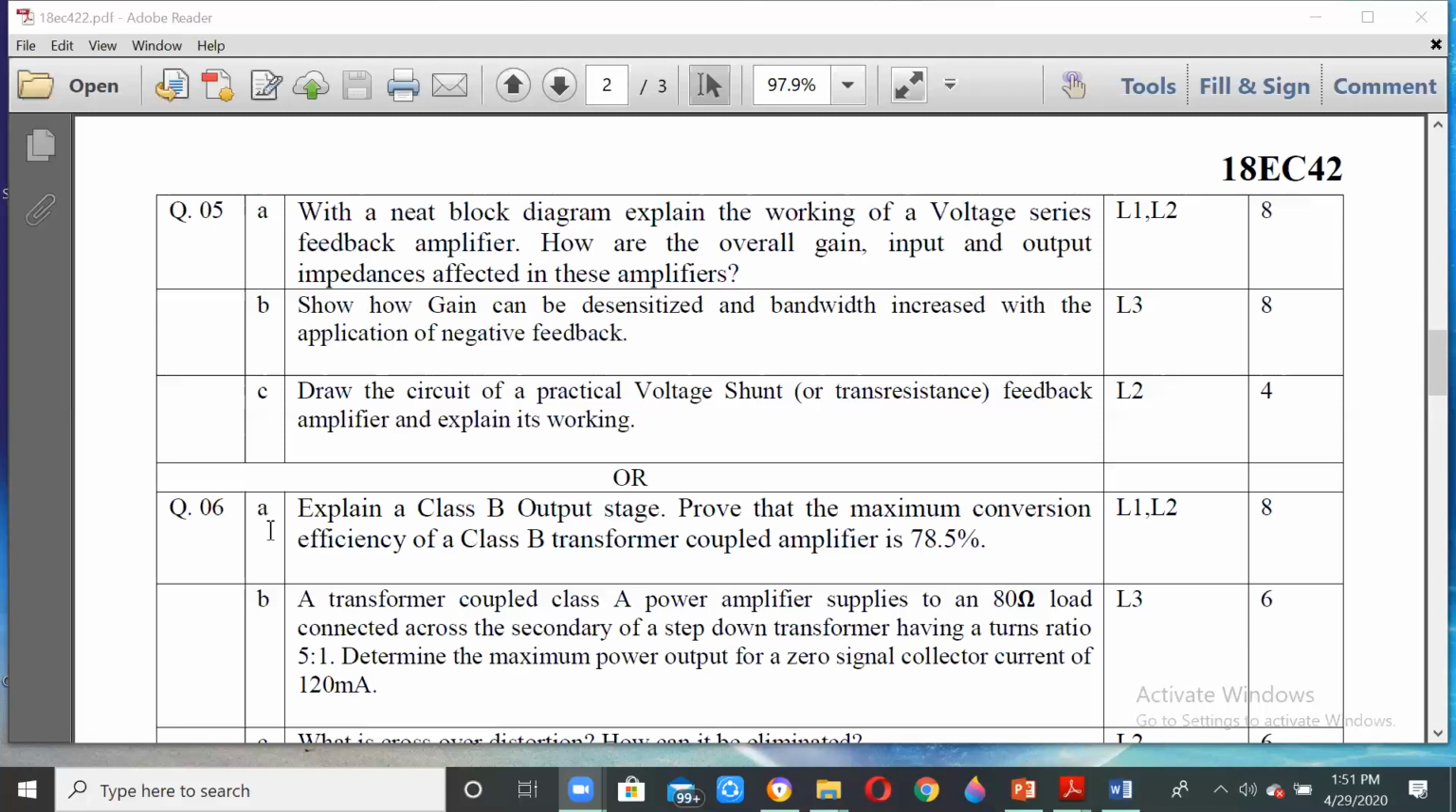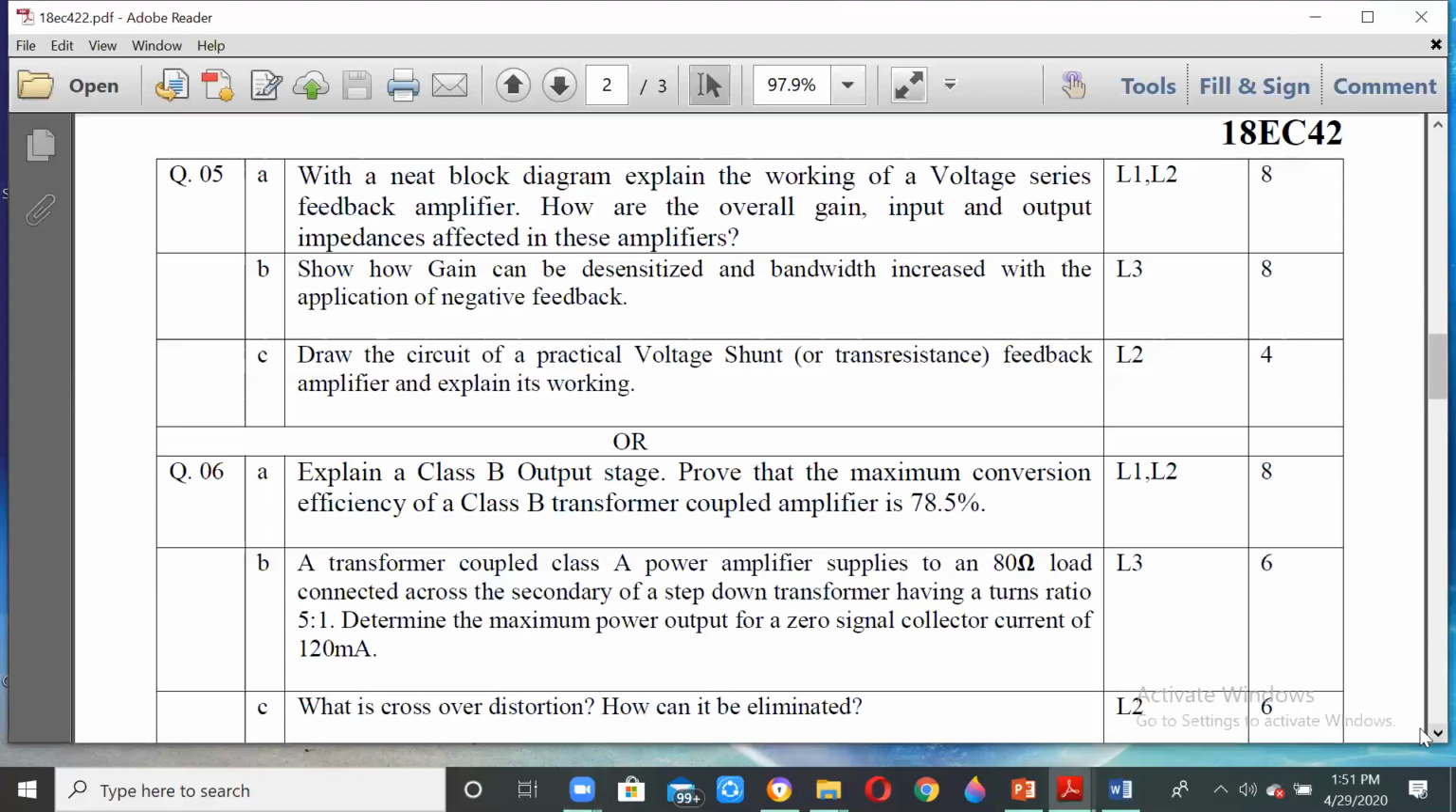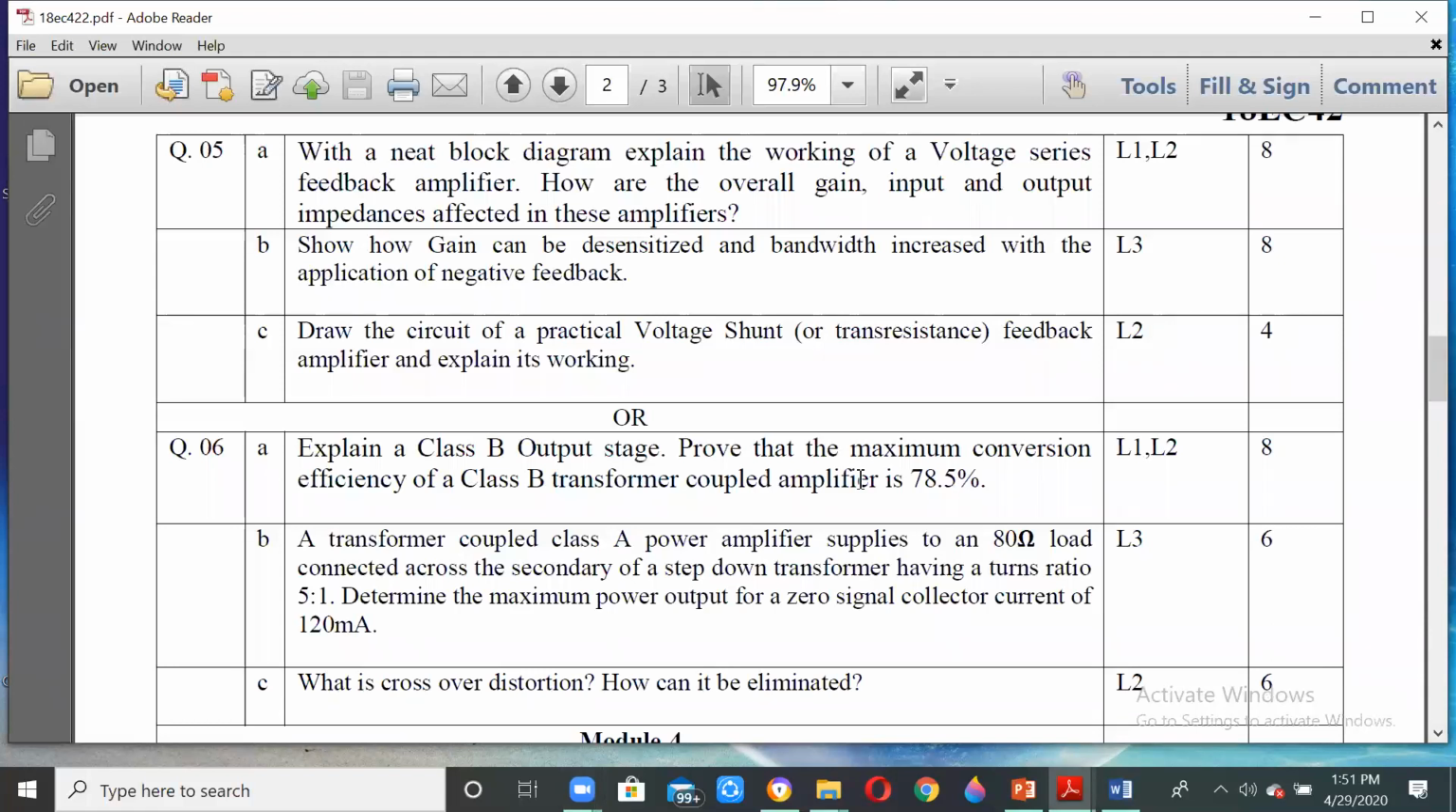Then we come to the 6A. 6A is the class B output stage. Prove that we have done this already. Prove that the maximum conversion efficiency is 78.5. So this is already done in the class.